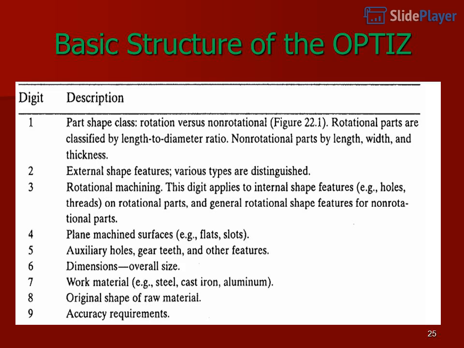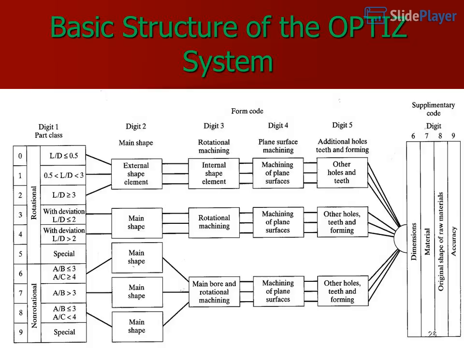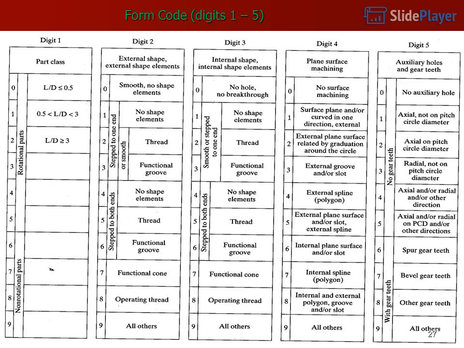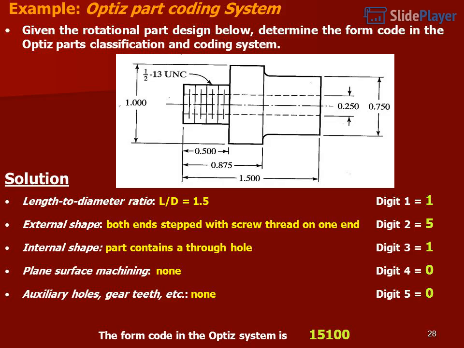Basic structure of the Opitz system. Form code, digits 1 to 5. The form code in the Opitz system is 15,100.